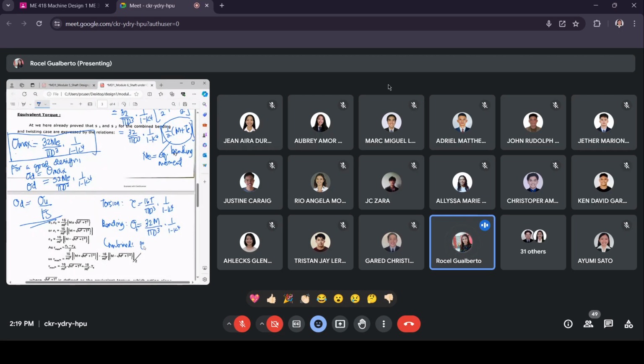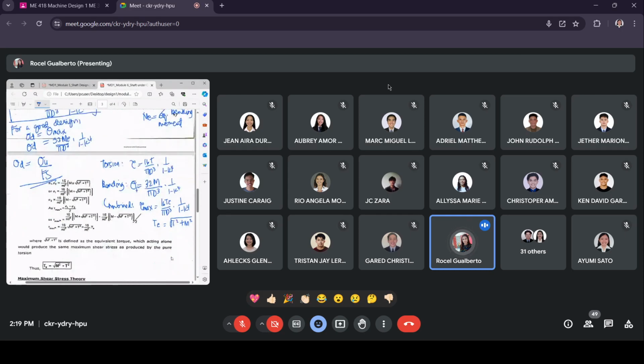So, therefore, the original can be written as a sum of two partial fractions: 16 over pi d cubed times 1 over 1 minus k to the fourth, where TE is easily integrable, equal to the square root of the squared first term plus the squared second term. So when are we to use this tau max? This is if it is ductile.